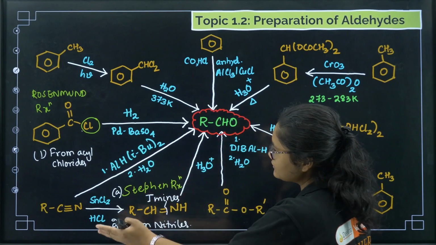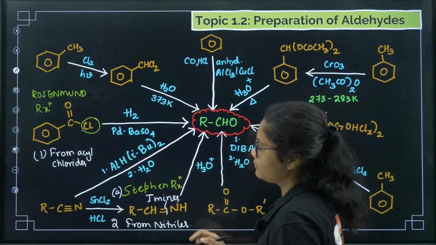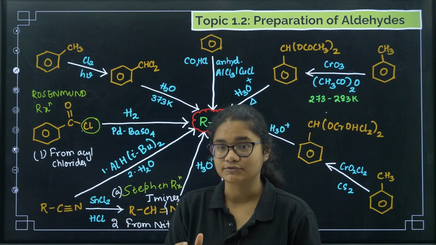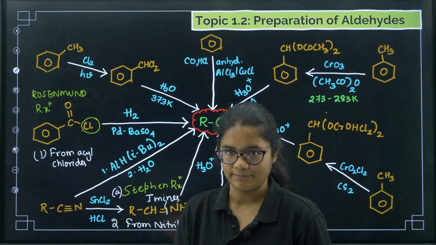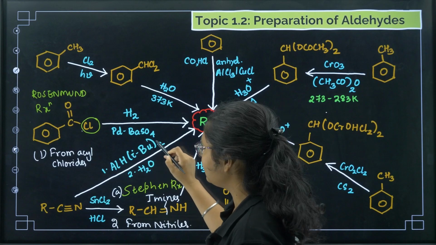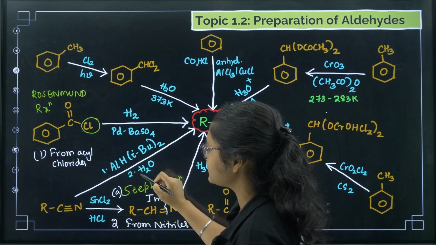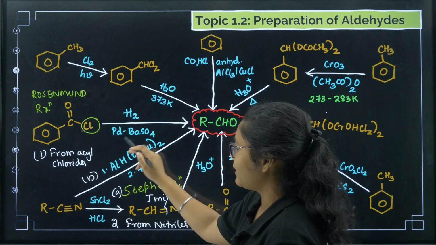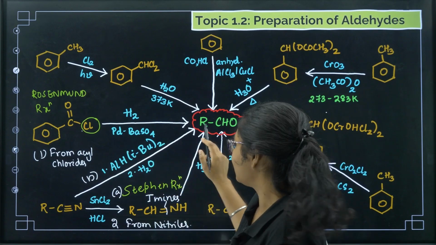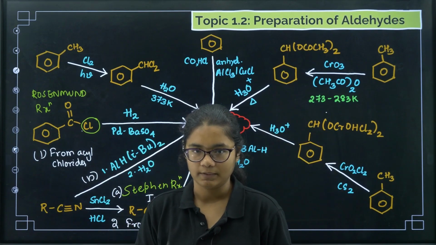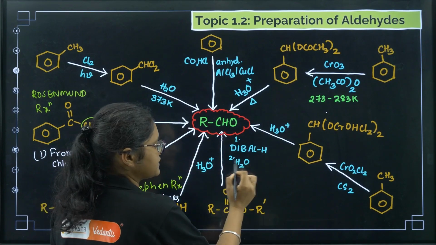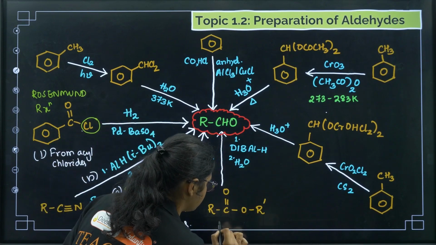Now from nitriles you can directly come to RCHO by using another reagent called DIBAL-H, diisobutylaluminium hydride, AlH(iBu)2, and water. If you use this one, this is your second method. From RCN, by using DIBAL-H and water we can get RCHO. Coming to another, from esters also you can use DIBAL-H and water. So this is from esters.